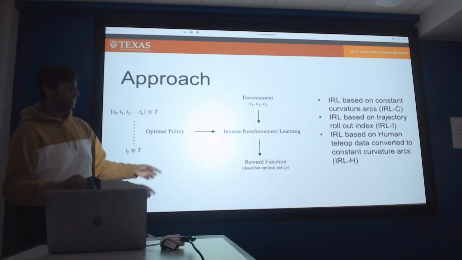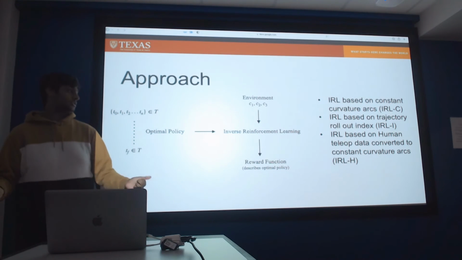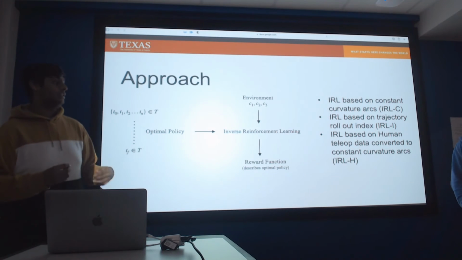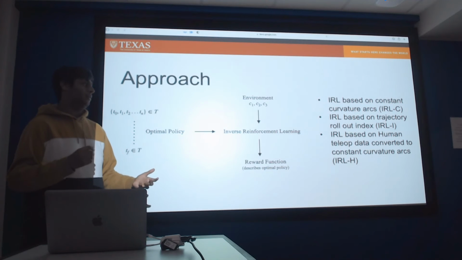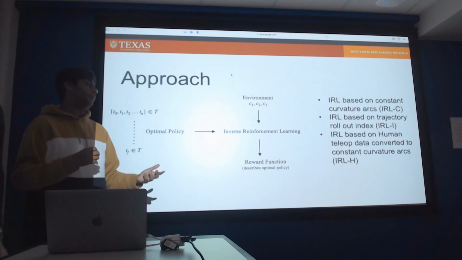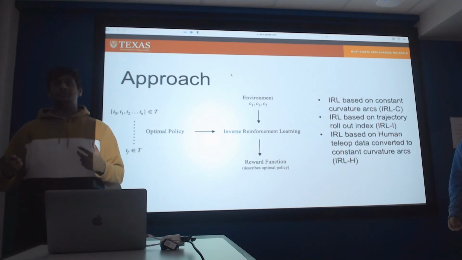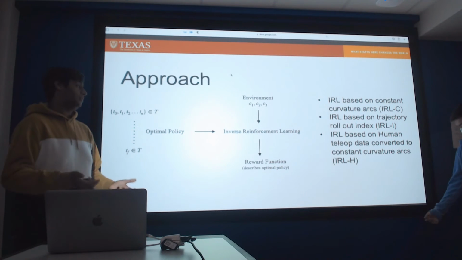In the second implementation, the trajectory rollout index directly maps to a constant curvature arc because every single trajectory has a unique constant curvature arc. And then the final one is we can convert command val velocity, like the node outputs, to constant curvature arcs and use that to train IRL models to find the best trajectory that we want to pick.